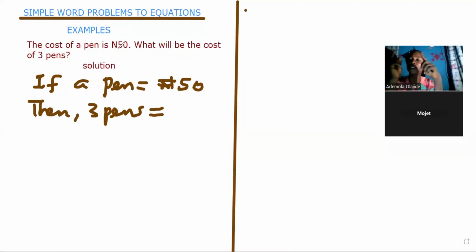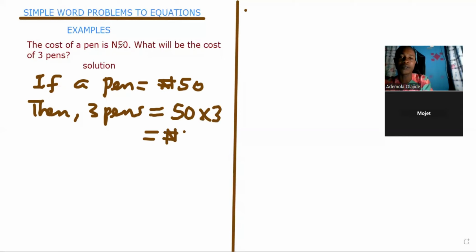If you know the value of one item and they now ask you to find the value of that similar item but more than one, use the number of the items to multiply the price of each, so the value of each. So it will be 50 naira, that is 50 in 3 places, which gives 150. It is important you take note of this.